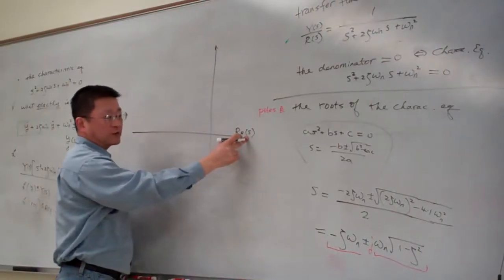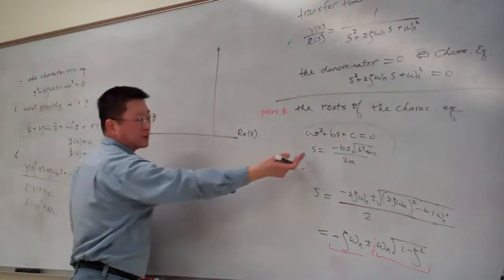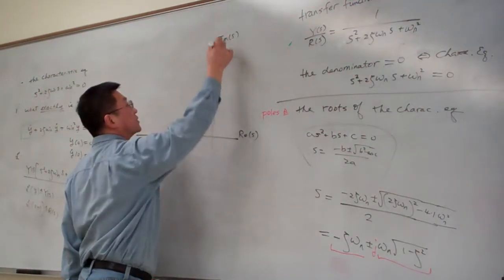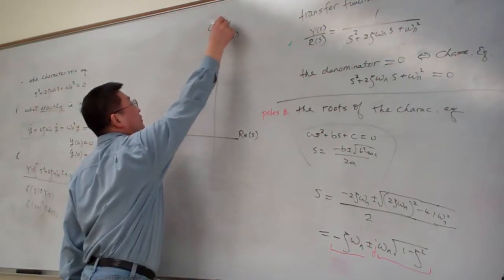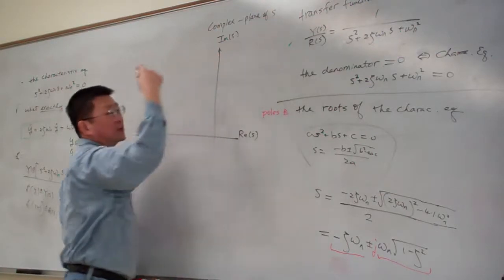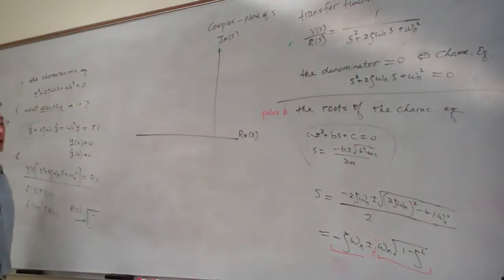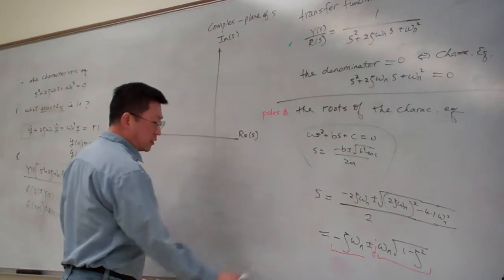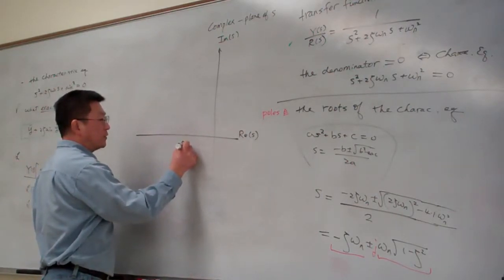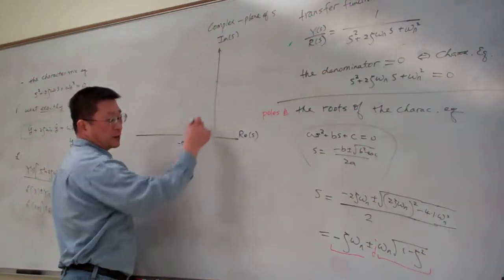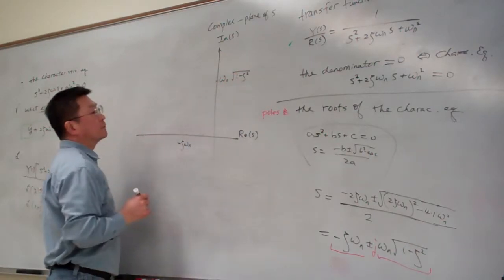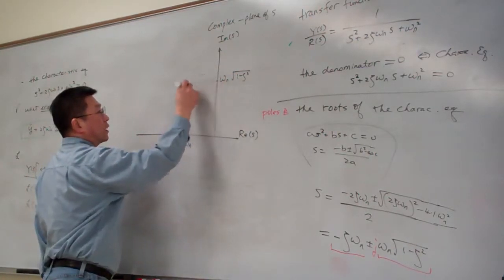S. The S represents this kind of number, the root, and this is the imaginary. So basically, this is the complex plane of S, and S can be any complex number. Okay. So now for the poles, we represent the poles here: this one is minus zeta omega n, and this one is omega n times square root of 1 minus zeta squared. Okay. So here we have two poles.